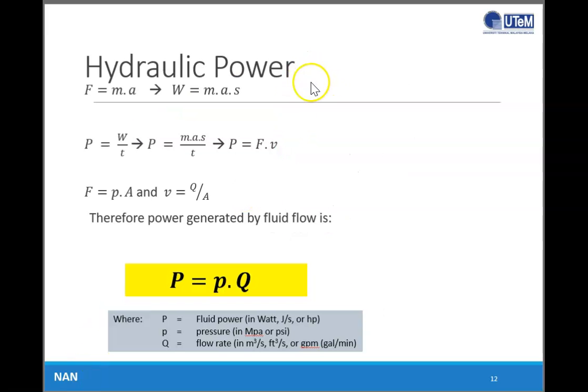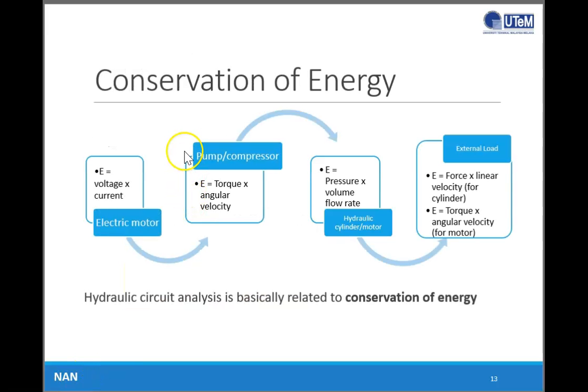Okay, this is the fluid power. Since we know that force equals ma and work equals mas, by substituting these formulas we can get the fluid power: P equals pressure times flow rate. Next is the conservation of energy.